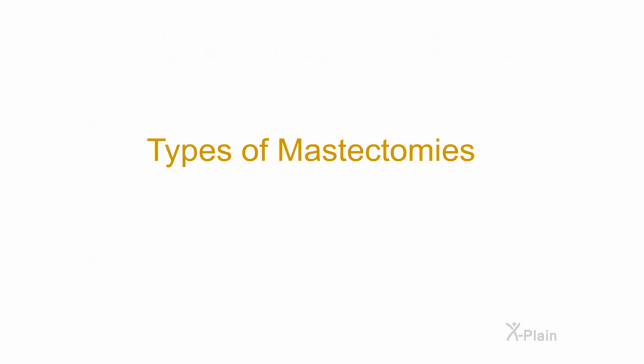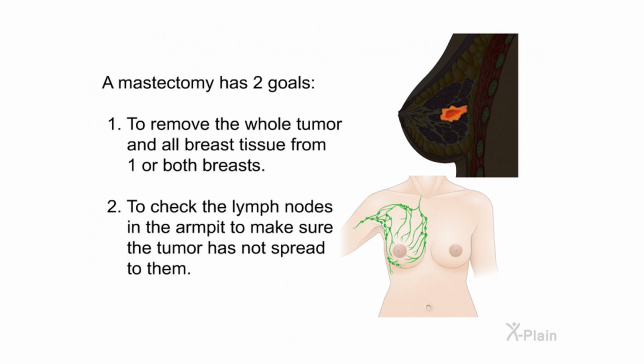Types of mastectomies. A mastectomy has two goals. One, to remove the whole tumor and all breast tissue from one or both breasts. Two, to check the lymph nodes in the armpit to make sure the tumor has not spread to them.